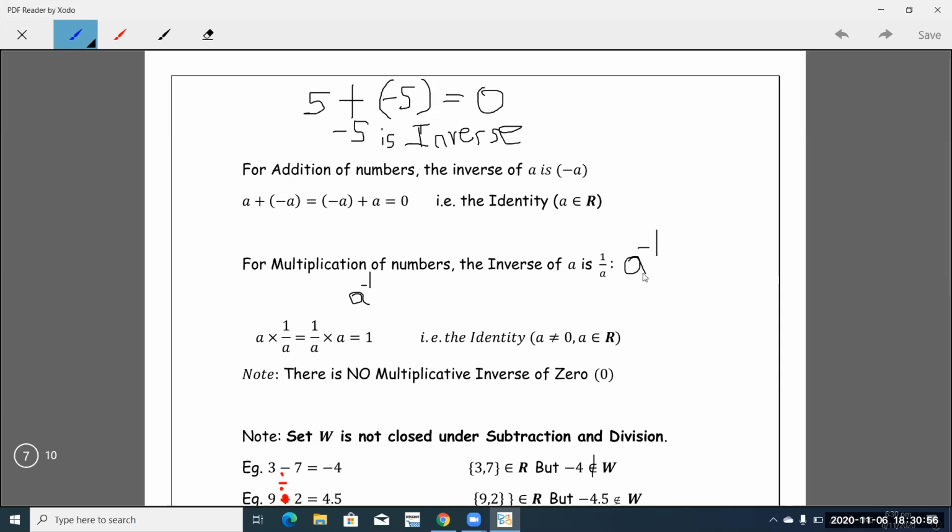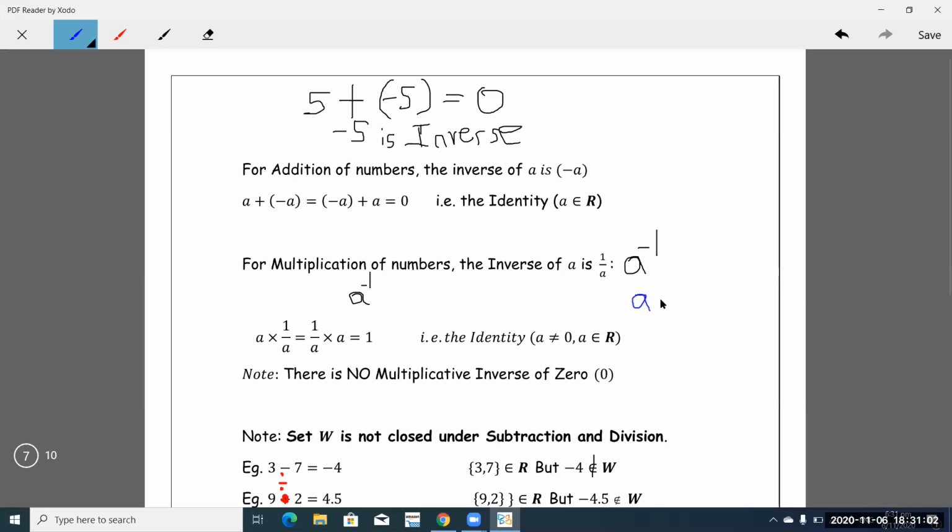Again, just to repeat it, when you talk about identity, which number, when I add it to this number a, gives the result a? The only number this can be is 0. And so we say that 0 is the identity, the additive identity.